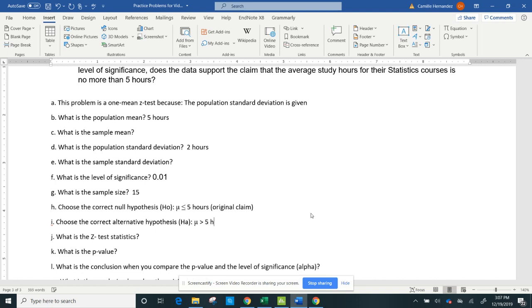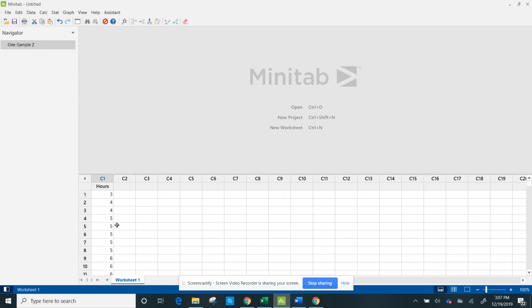So that is that. So I have my null and my alternative. That means in my alternative, I'm going to have to put the greater than symbol. All right, so I'm going to keep going, and I think I have everything I need. So let's go to Minitab, and to save time, I've already put in the data.